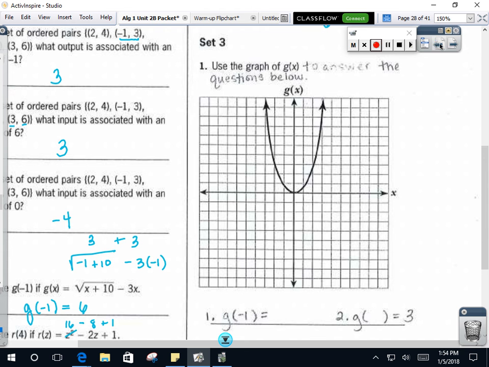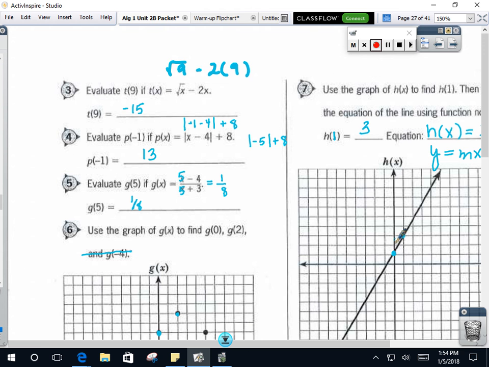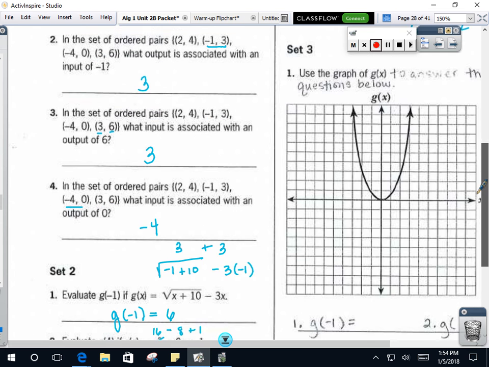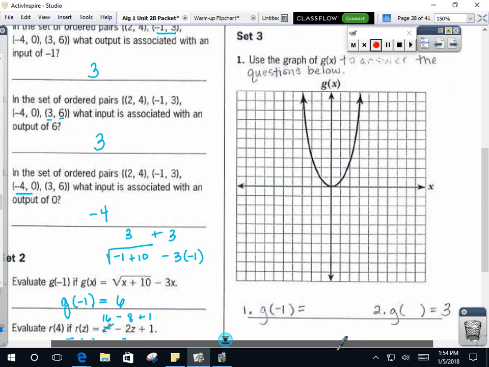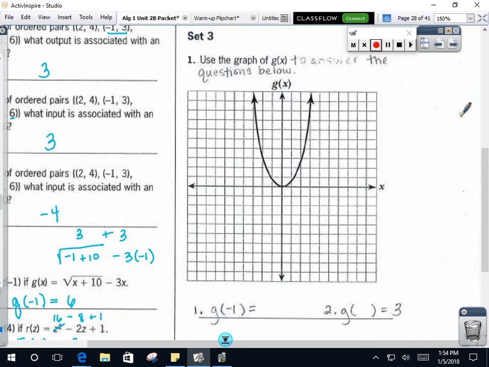It's 2 over 1 because you had to go up 2, right 1 to get from the y-intercept to the next point on the line. Okay, set 3. Use the graph of g of x to answer the questions below. g of negative 1. Okay, negative 1 is our what value? X. So if we go to negative 1 on the x-axis, to get to this graph of a parabola, don't you just go right here? And then that pretty much y equals 1? So g of negative 1 equals 1.